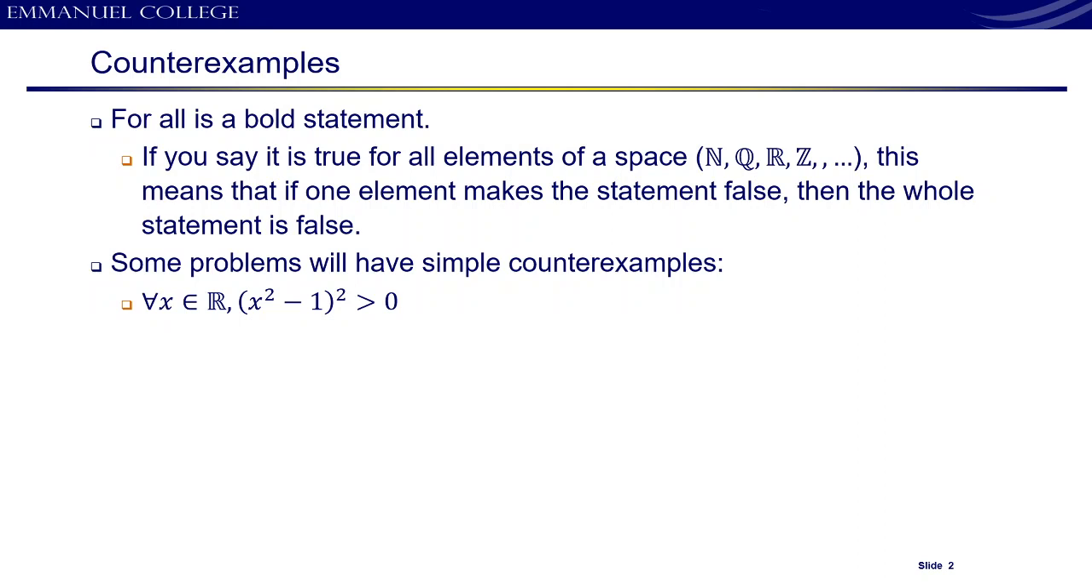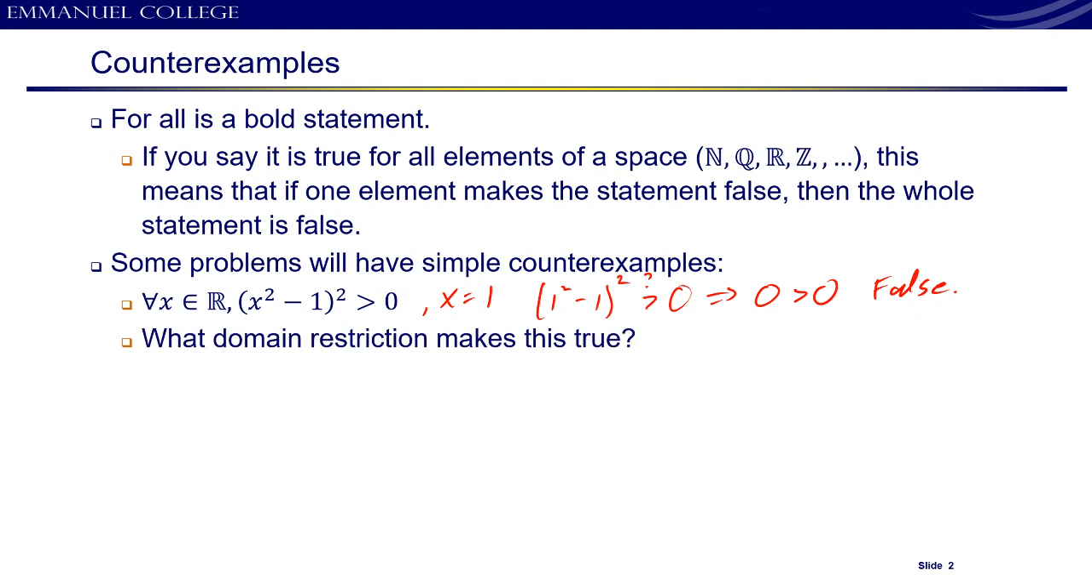For all x in R, (x squared minus 1) all squared is greater than 0. Well, that seems like a pretty good statement. But if I just choose x equals 1, I get (1 squared minus 1) squared. I want to know, is it greater than 0? But then I get that 0 is greater than 0, which is false. Now, I could have picked negative 1, and that would have also worked. But that one's kind of easy. It's almost like looking at where the roots of this polynomial are.